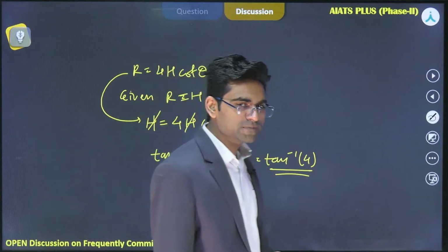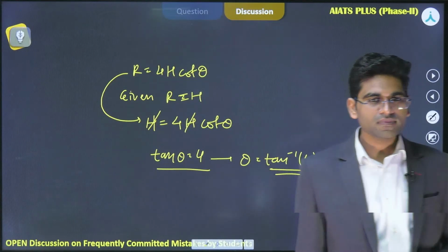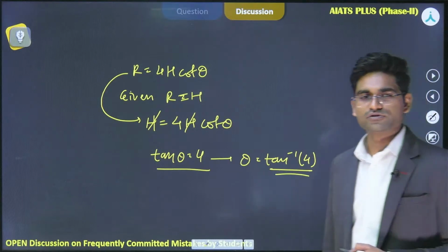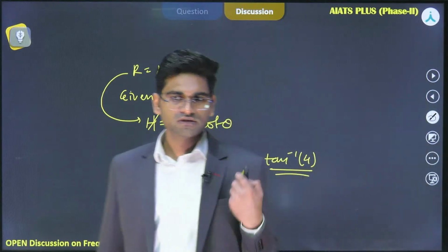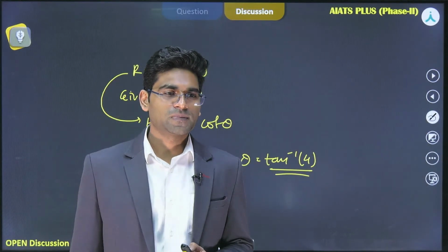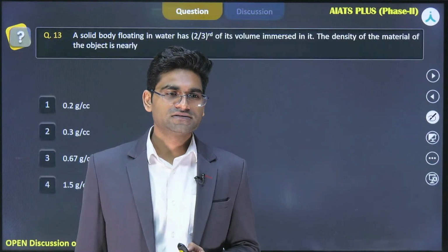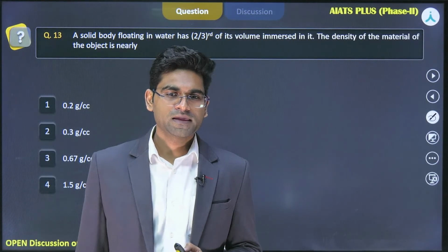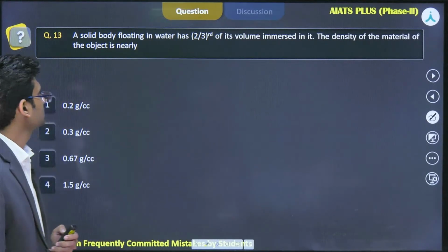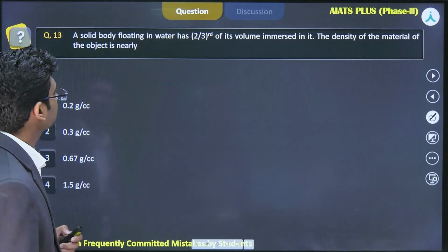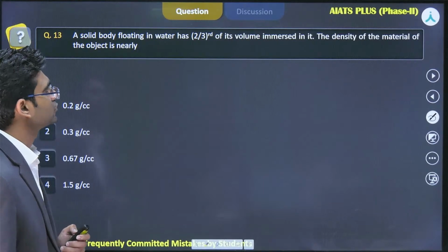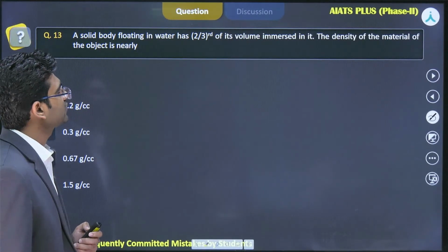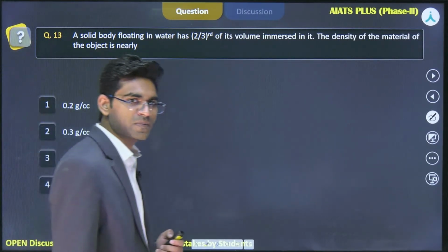Any problem so far? So we have seen the concept of projectile motion with the help of this question. Let's move to another question then. This is the question: a solid body floating in water has 2/3 of its volume immersed in it. The density of the material of the object is nearly.